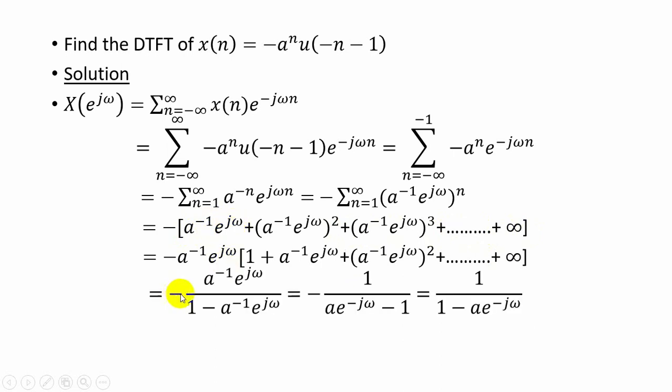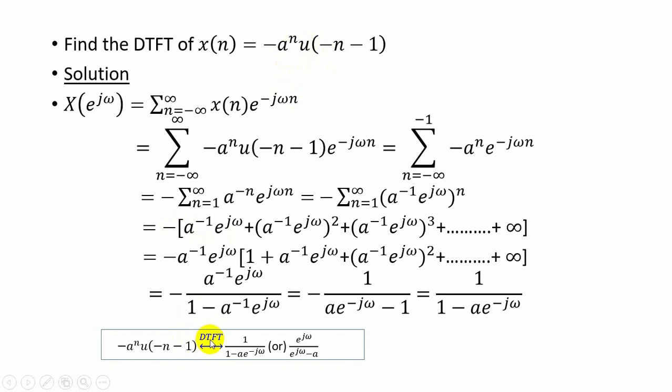Now we can write this expression as minus a inverse e power j omega times 1 by 1 minus a inverse e power j omega. We can rewrite this expression as minus 1 by a into e power minus j omega minus 1, which can also be written as 1 by 1 minus a into e power j omega. So the discrete time Fourier transform of this signal, minus a power n u of minus n minus 1, is equal to 1 by 1 minus a into e power minus j omega, or e power j omega divided by e power j omega minus a.